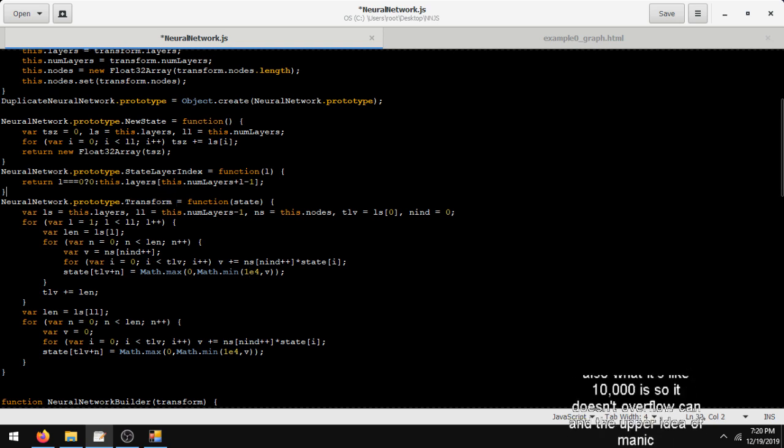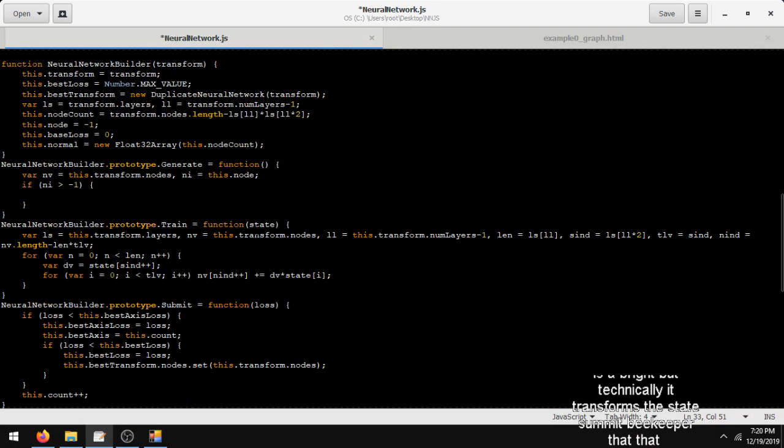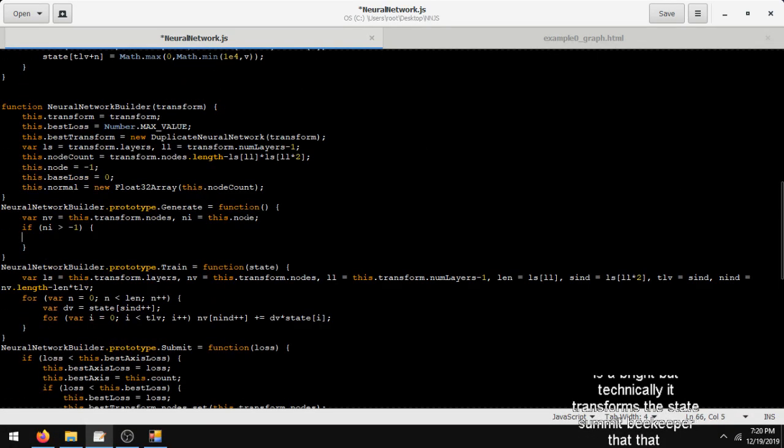Oh man, I call this transform, but I feel like I should call it something other than transform. I feel like run neural network isn't right, but technically it transforms the state. So I'm going to keep it at that. Keep it up. I will, dude. I'm hoping to get this working.